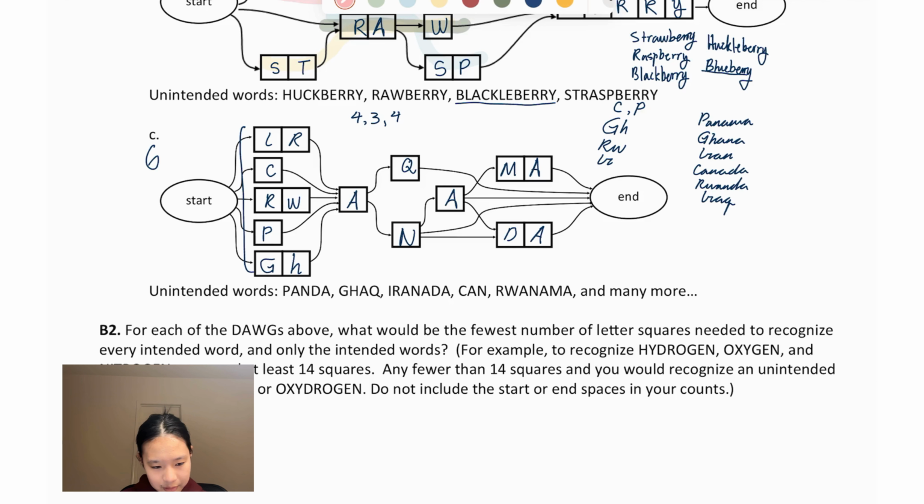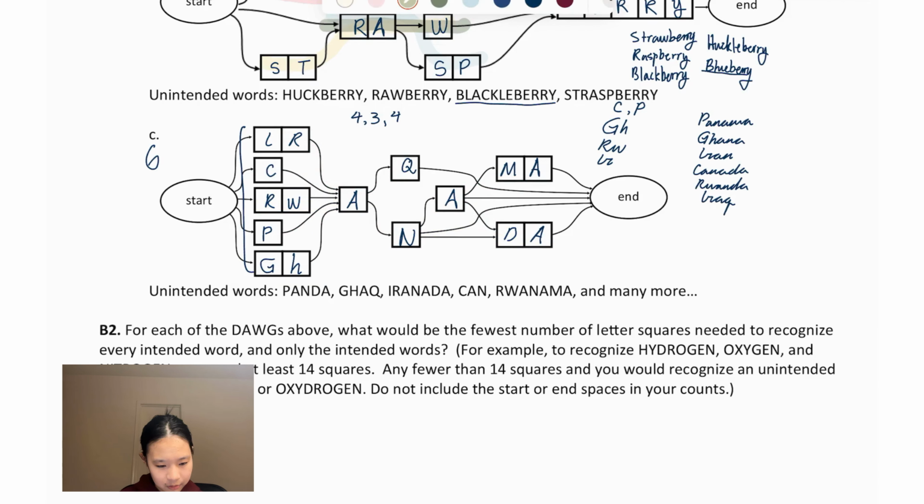So we have Iraq and Iran here. Those are two of the intended ones. We have Canada and Rwanda and Panama, and finally Ghana. So all of the intended ones are covered.